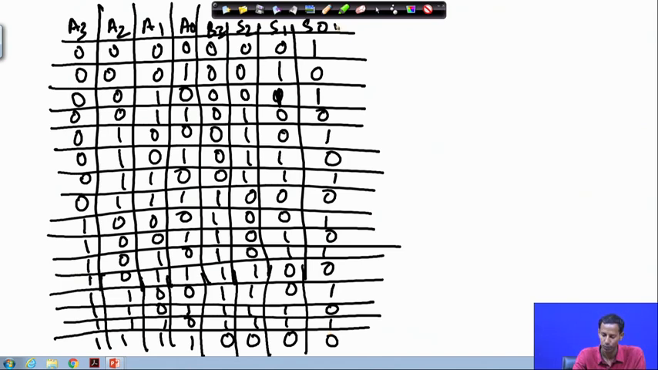Now, first let us target S0. If you follow, whenever this is 0, this is 1, this is 1, this is 0, this is 0, this is 1, this is 1, this is 0. That means, by seeing this table, I can write that this S0 is A0 bar. Why can I write that? Basically, what I am doing here is incrementing it by 1, right?